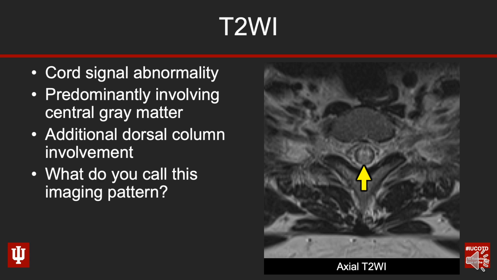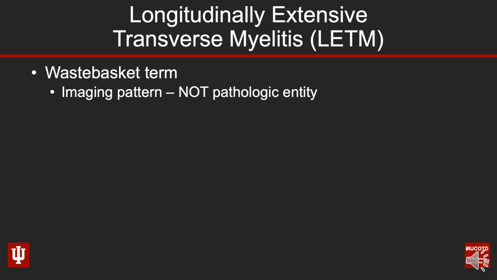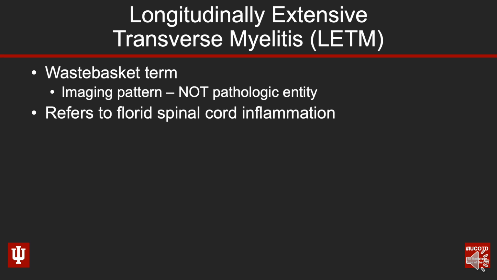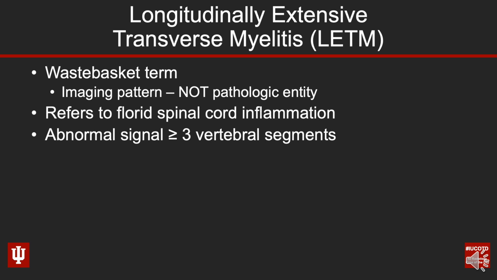So when you put this together, all these findings that we have here on the different sequences, what do you call that imaging pattern? This is referred to as a longitudinally extensive transverse myelitis pattern, or LETM. And I want to stress, this is sort of a wastebasket term. It's a helpful imaging pattern to know about, but realize this is not a discrete pathologic entity. This patient doesn't have the diagnosis of longitudinally extensive transverse myelitis. Rather, this is something that refers to florid spinal cord inflammation, and by definition, this abnormal cord signal needs to involve 3 or more continuous vertebral segments.